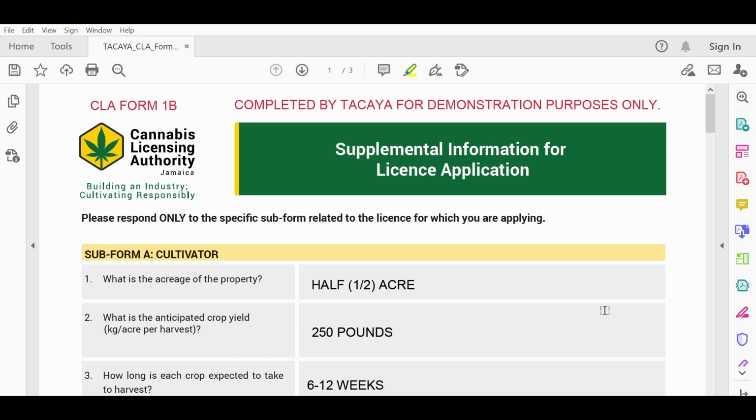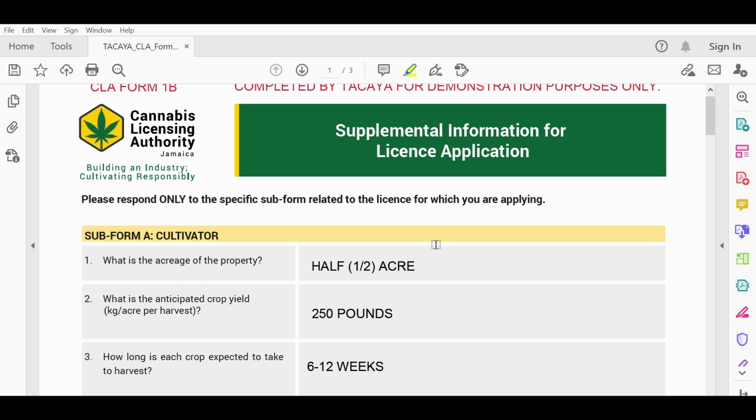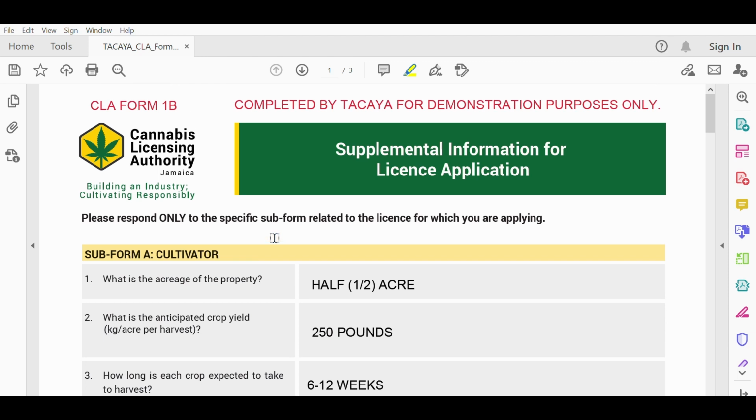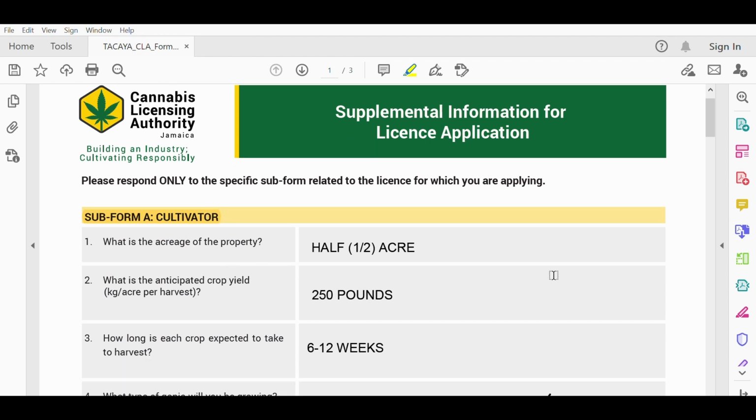This form that we'll be working on today is the CLA Form 1B, and this is the supplemental form to the Form 1A, which is in another video. As you can see, this form is divided into several sections as it relates to an individual applying. Remember, you can only apply for a cultivator's license, and because of that, only this section here applies to you.